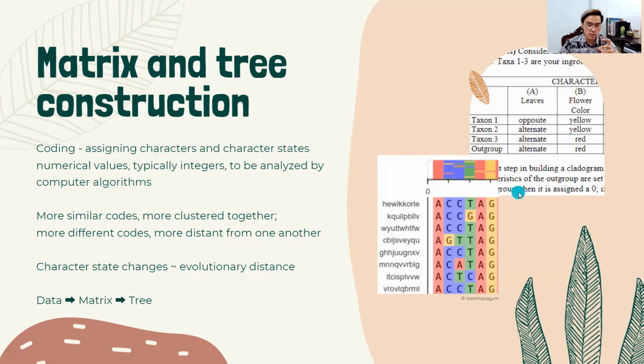So once we have the matrix, the next step is to code the character states, meaning to transform them into numbers, usually whole integers. That is especially true if we have many characters. So these are just 2 characters, but imagine if you have 200 characters with which you describe different taxa, and there are only 3 taxa here.